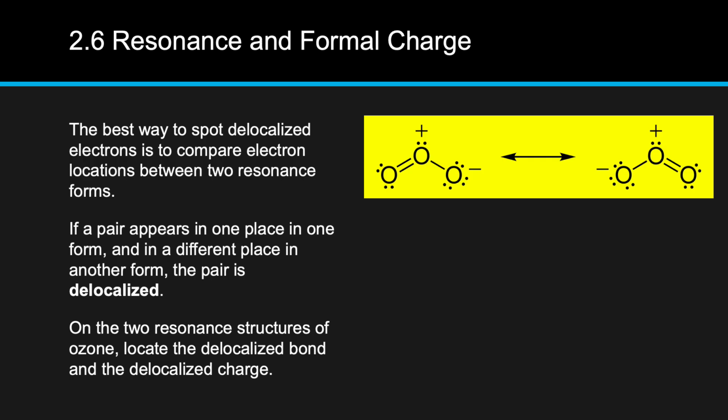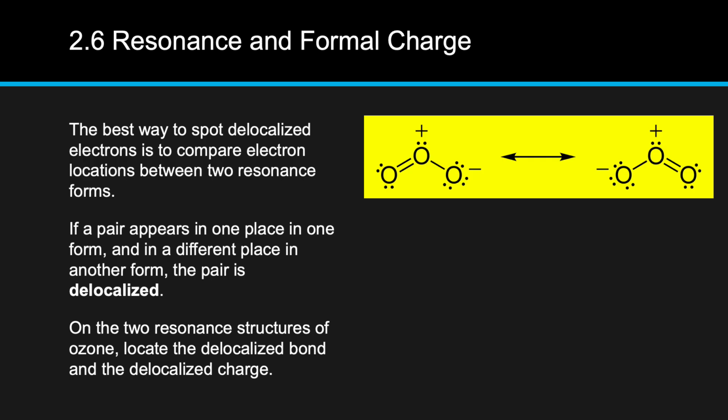So let's look at ozone, the example in the yellow box there. Notice in these two resonance structures, one oxygen has a double bond in the first structure, but in the second structure, the double bond has shifted to the other oxygen. The same thing happens with the charges. They move positions between the resonance forms. This shifting tells us the bond and the charge are not locked into one spot. Instead, they're delocalized across the molecule.